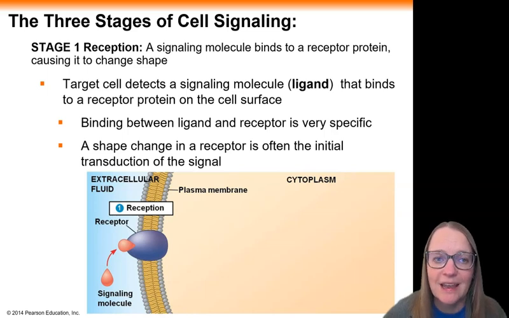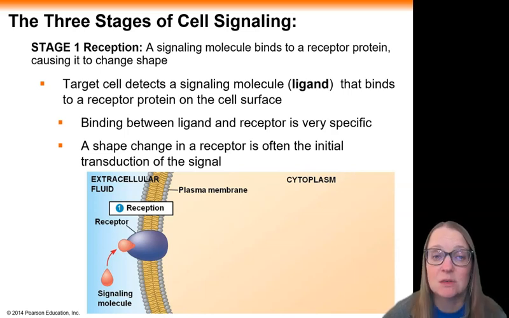Next, we're going to go ahead and take a look at the 3 stages of cell signaling. So remember, you've got signal reception, you've got signal transduction for stage 2, and then you have stage 3, which is the cellular response. So let's go ahead and start with stage 1, which is signal reception. This is where the signaling molecule will actually bind to the receptor protein on the target cell.